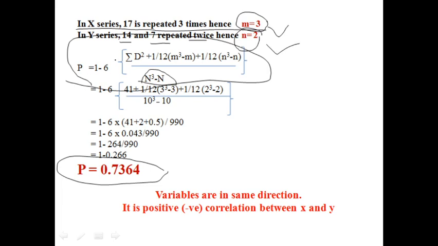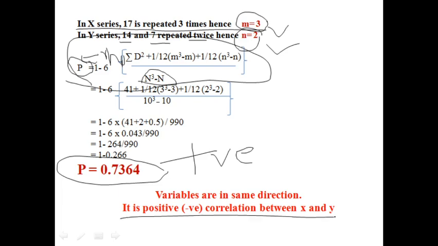So rho is equal to 1 minus 6, and so on. Just by doing this calculation we get the answer rho is equal to 0.73. As this value is positive, the conclusion is that the variables are in the same direction and there is positive correlation between x and y.